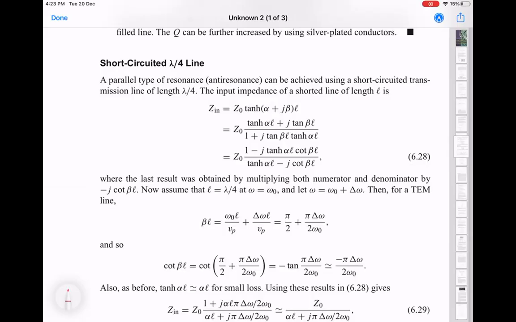So how does that work? Let's look at this by considering this shorted lambda by 4 line. So this length here is lambda by 4, and we're going to short circuit it at this point.